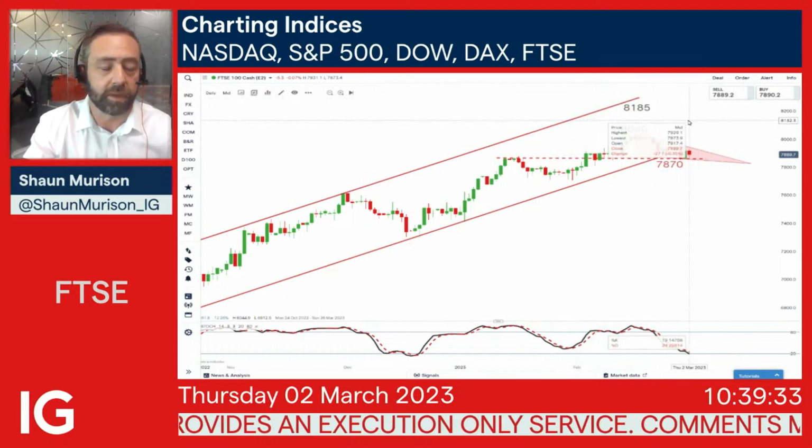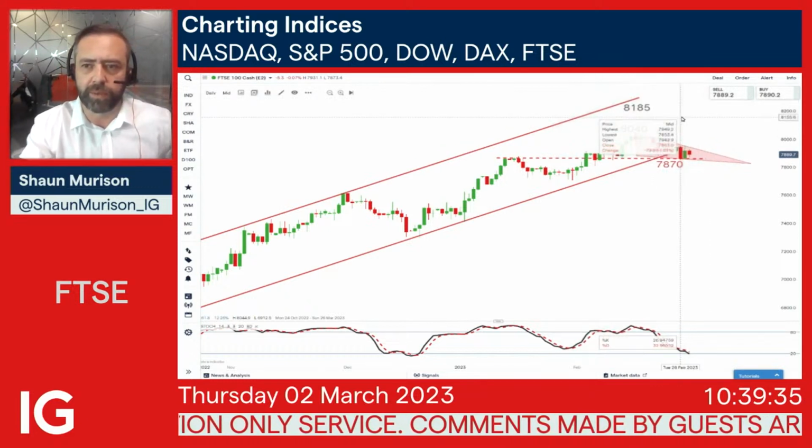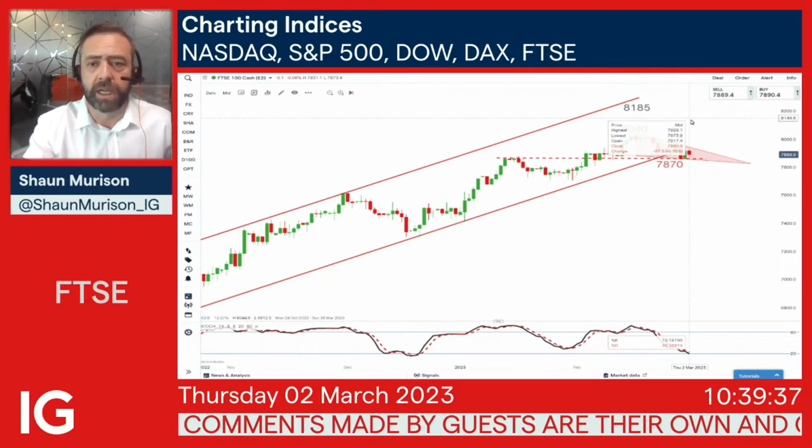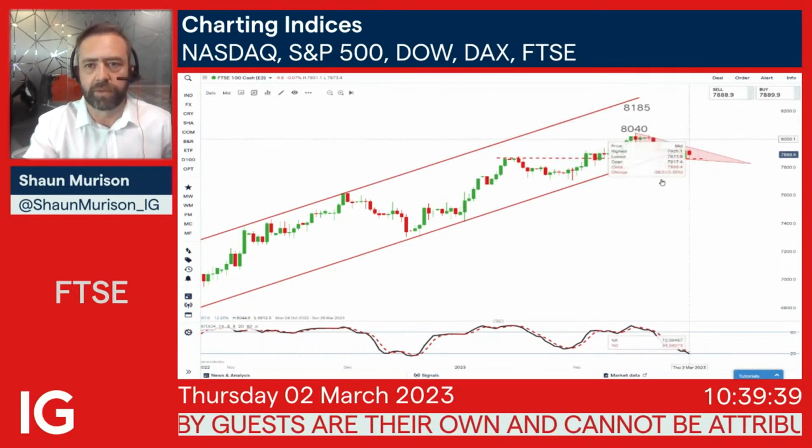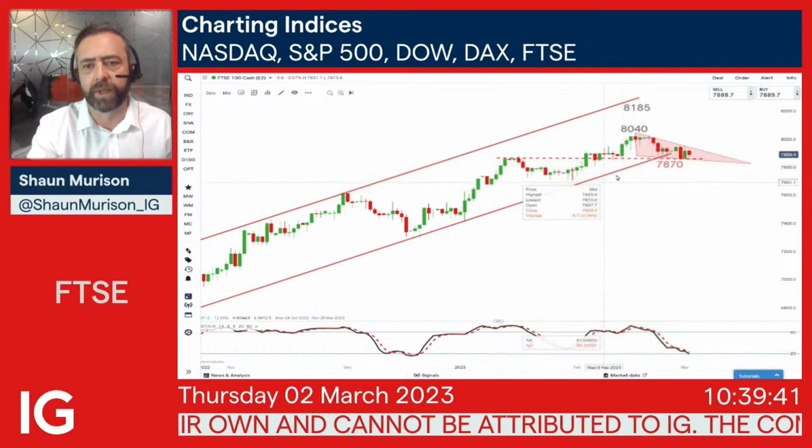We did have a historical target there, or a channel target. Previous one probably could be updated to about 8,185, but we'll keep it conservative for the time being.